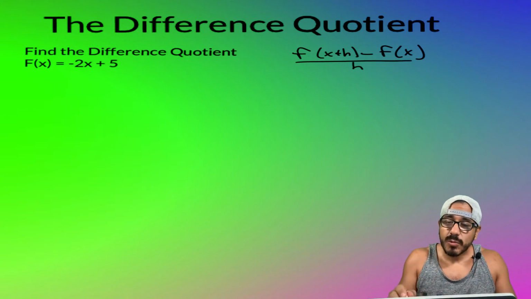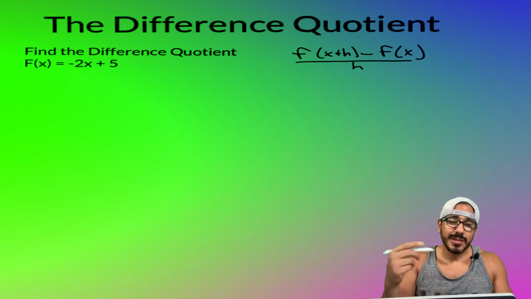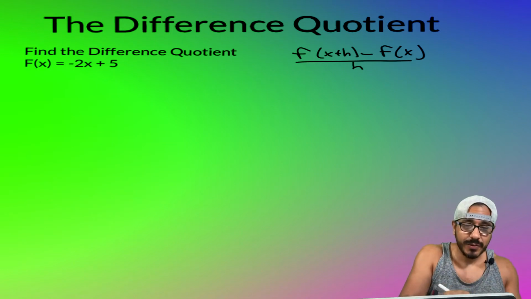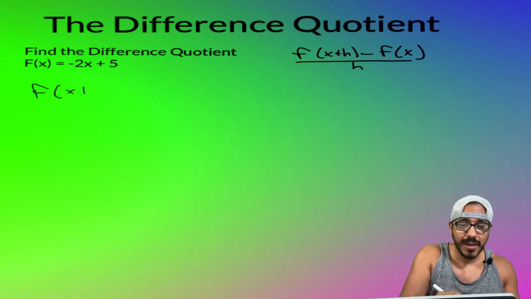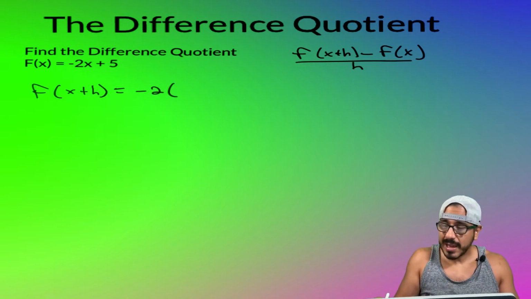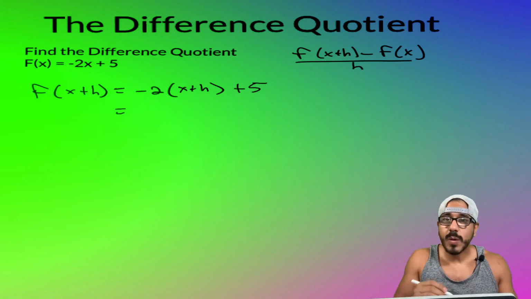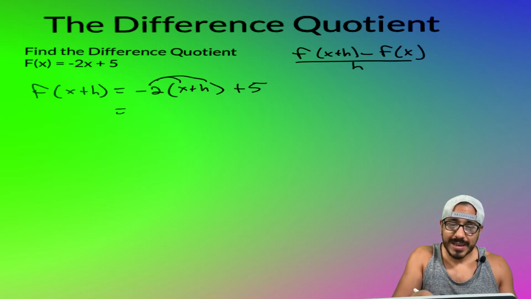Whatever function they give you, we're going to put this part in parentheses, and that's where people mess up. So let's dive in. First things first, let's find f of x plus h. Let's only focus on that piece first. We get negative 2, but notice our input is x plus h, so we get x plus h here, and then plus 5. Let's distribute that negative 2, so you get a negative 2 times x, and a negative 2 times h.